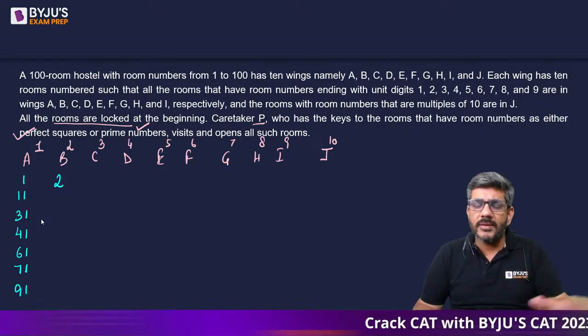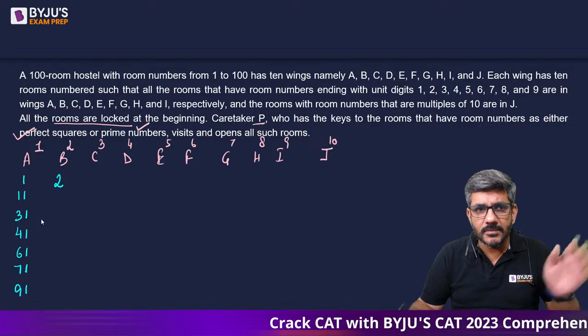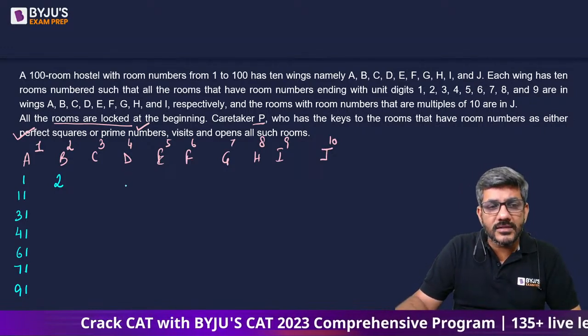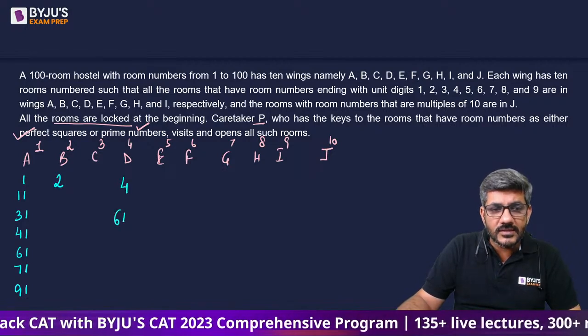2 is the only even prime number. All others cannot be prime numbers. For example, when I talk about wing D, primes will not be there at all. So what are the squares? The squares are 4 and 64.